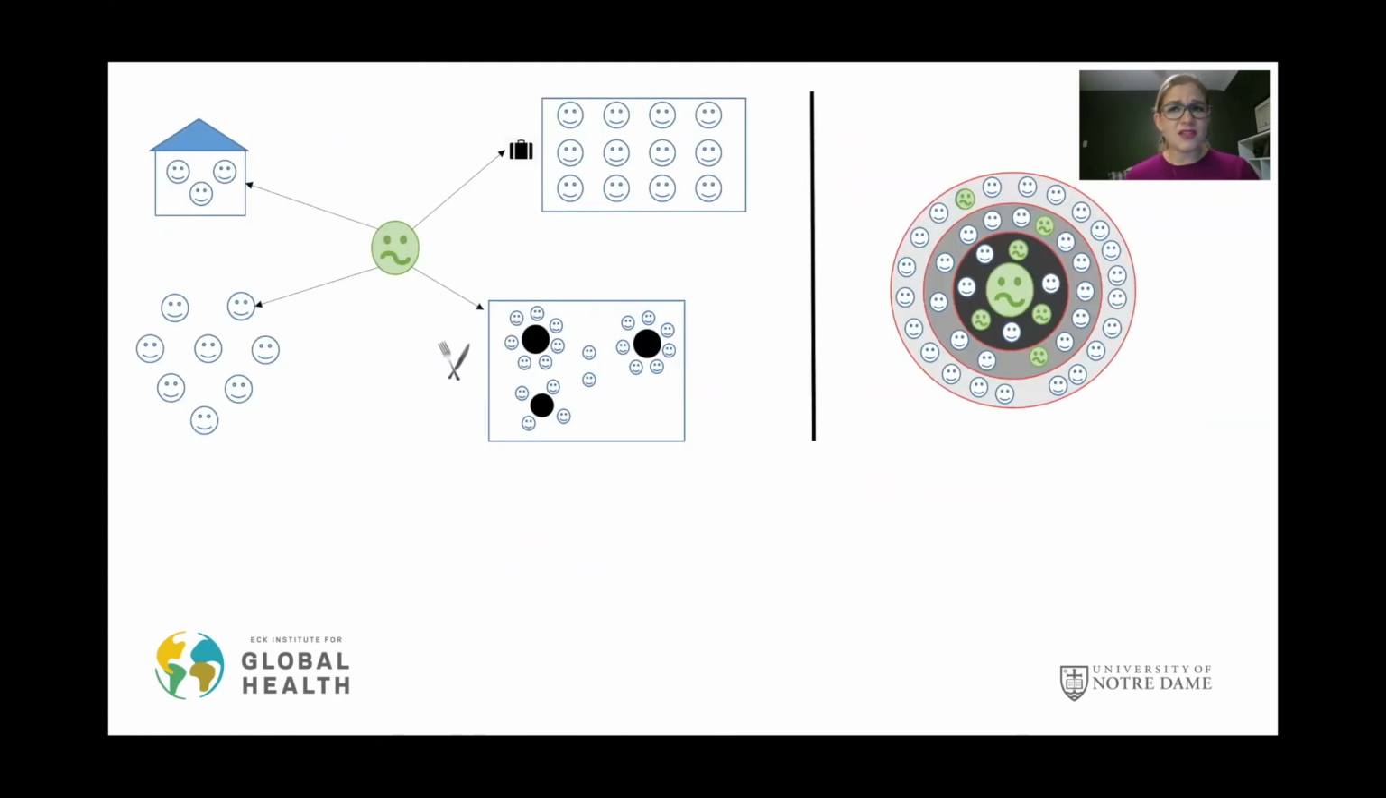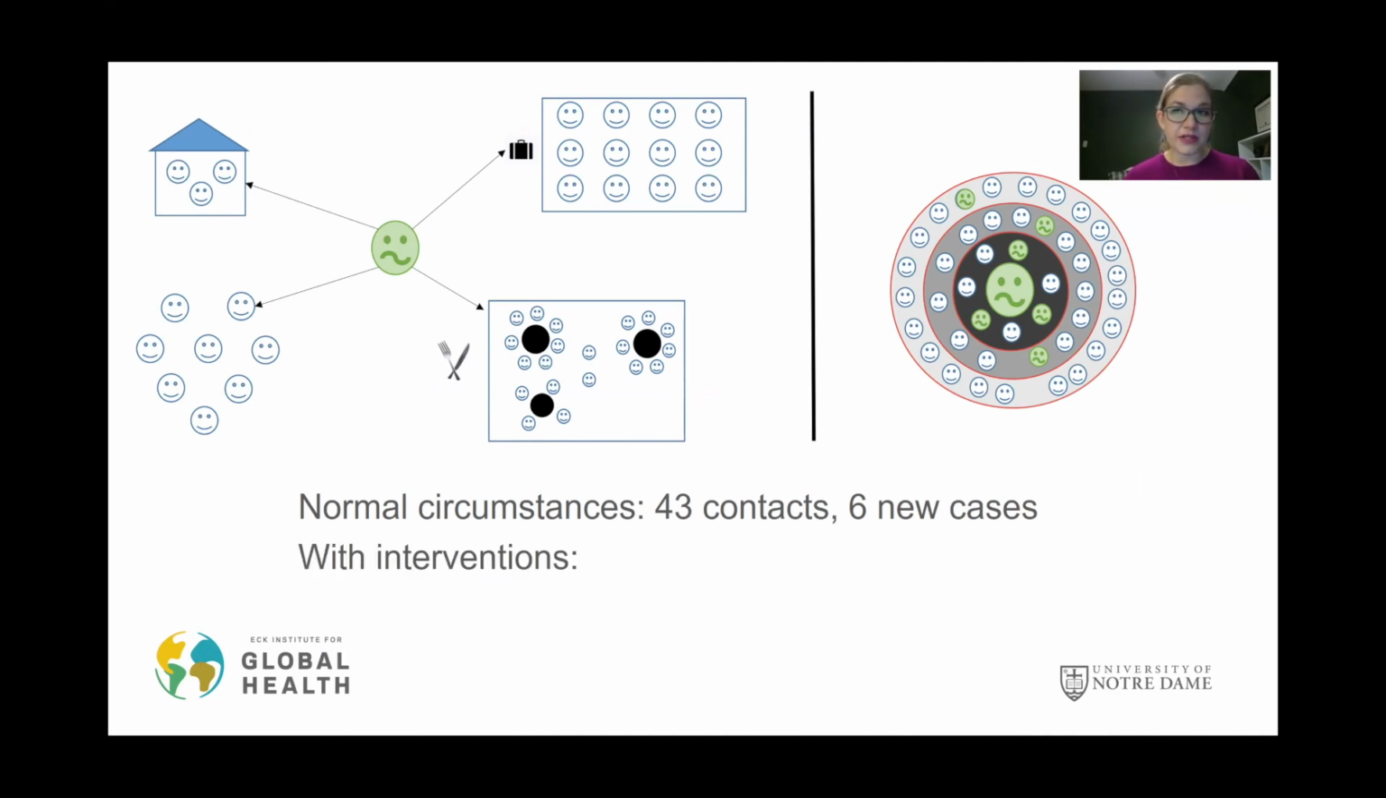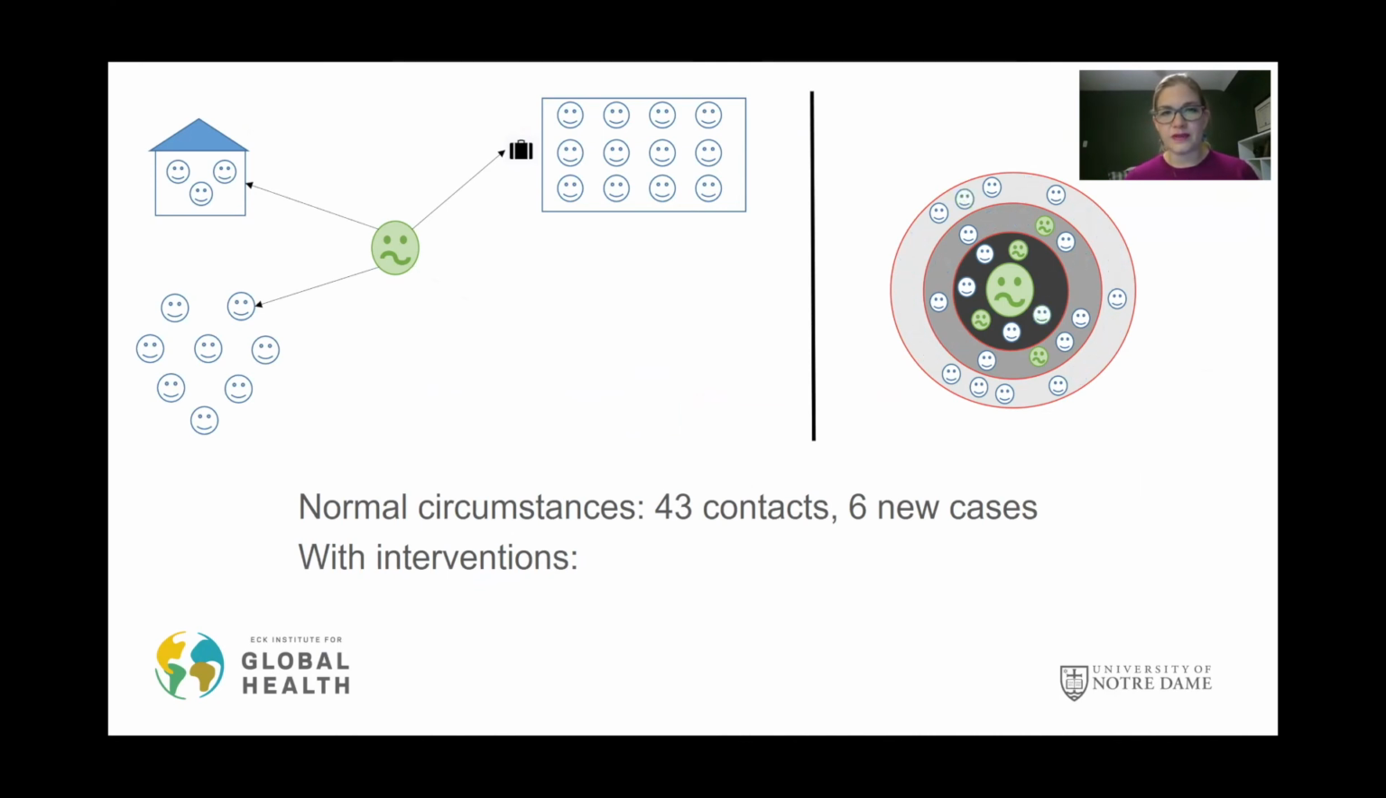So in our original scenario, without any interventions in place, our first example person had 43 contacts and caused 6 new cases. Now let's say when we implement interventions, the person is no longer going to the restaurant, but gets takeout instead. So all of those contacts are removed. And let's say they start wearing a mask so that now the contacts have lower risk and move to some of those lower risk circles. And so now, after the implementation of those interventions, we end up with only 23 contacts and 1 new case caused by this person.